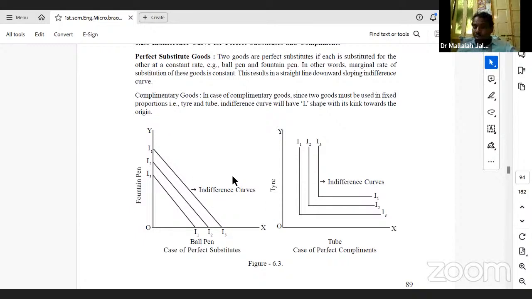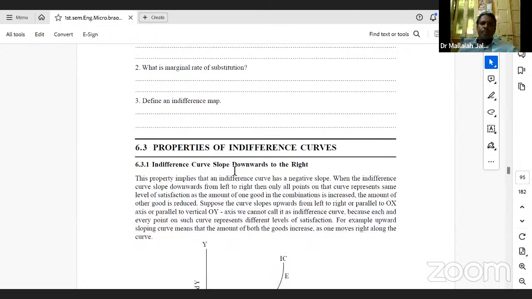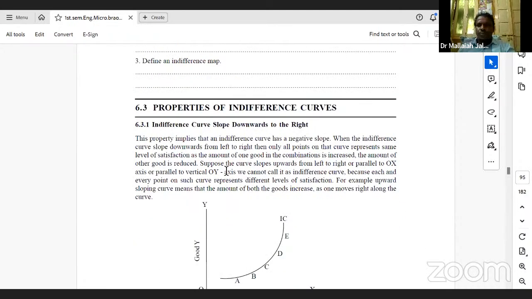In the case of complementary goods, the indifference curve becomes L-shaped. See the L shape. These are the indifference curves. This is all about complementary and substitute goods. This is a very important topic from the examination point of view.